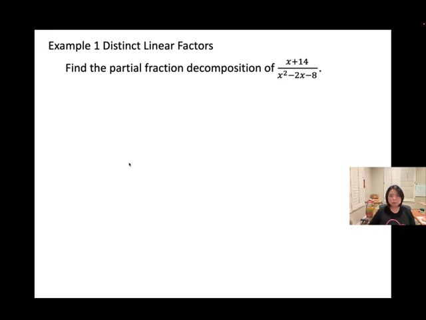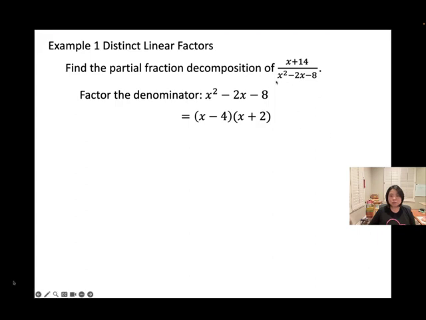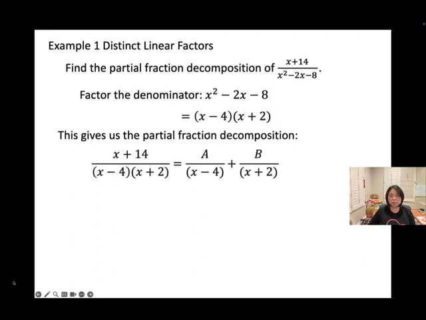Let's try Example 1. Find the partial fraction decomposition of this term here. We have one rational expression. Let's look at the denominator. This is going to be your Q(x). Let's try to factor the denominator. You should get x minus 4 and x plus 2. On the denominator, we have linear factors. This is first degree, this is first degree. So what we're going to do is let A over x minus 4 plus B over x plus 2.